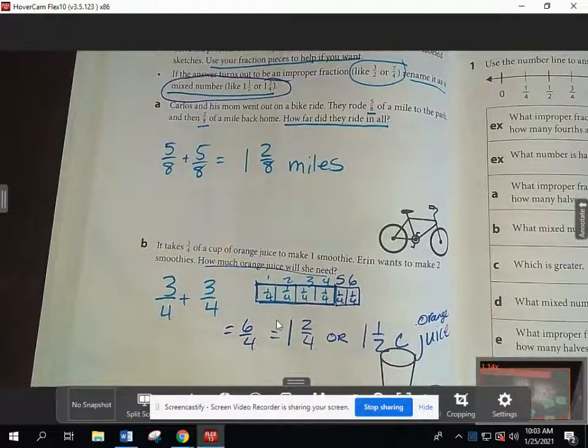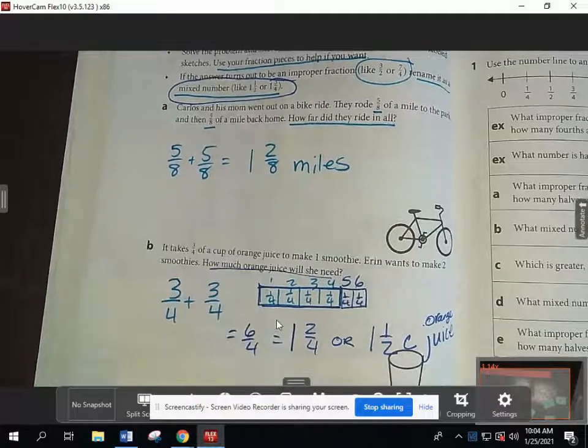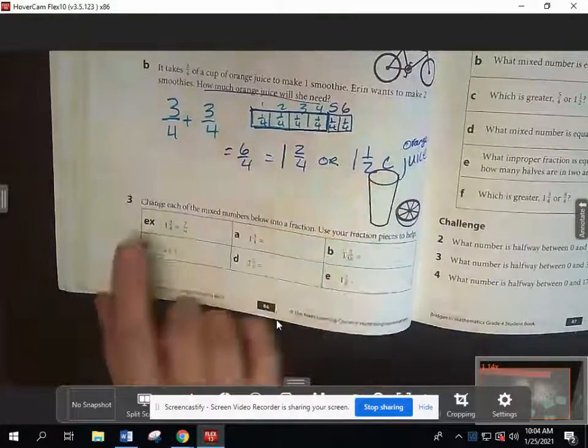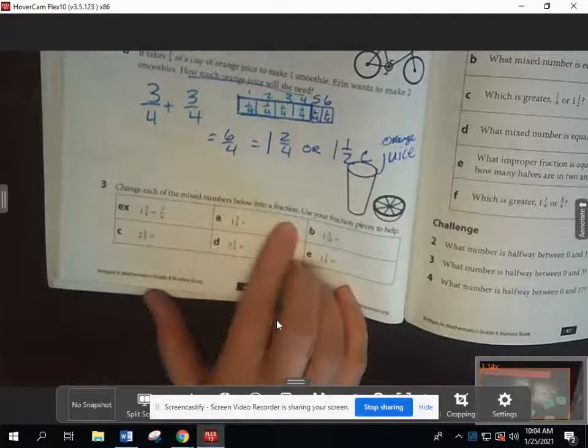So here we have 1 and 3/4. Oh, you can't see that, sorry. 1 and 3/4. Now we're changing our mixed numbers into fractions.